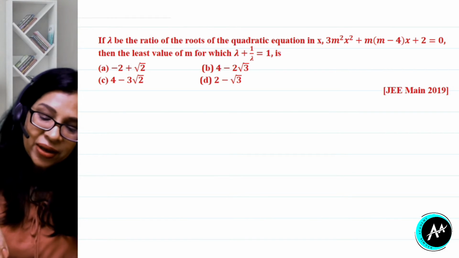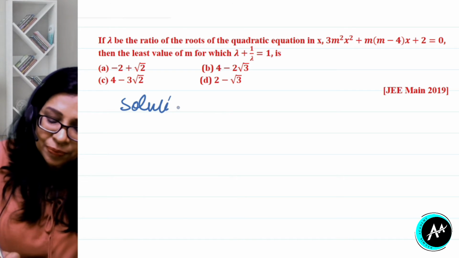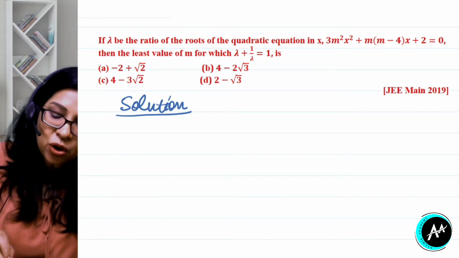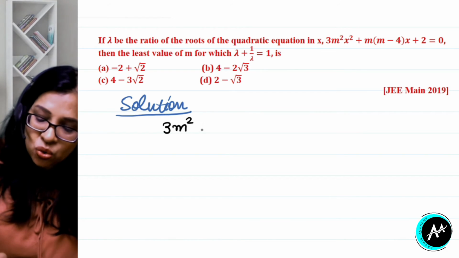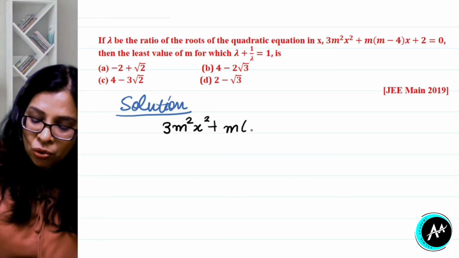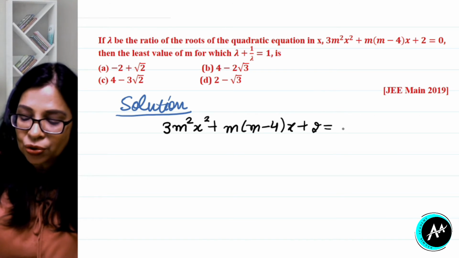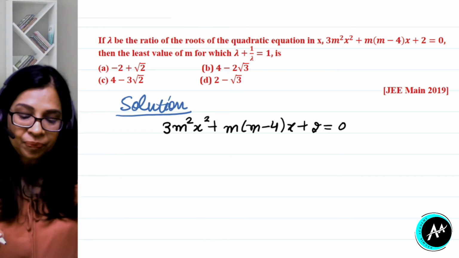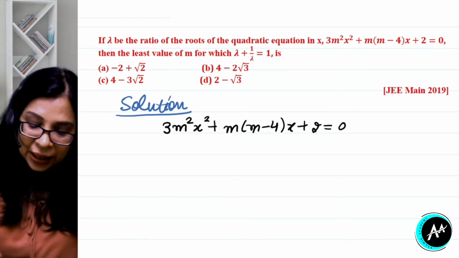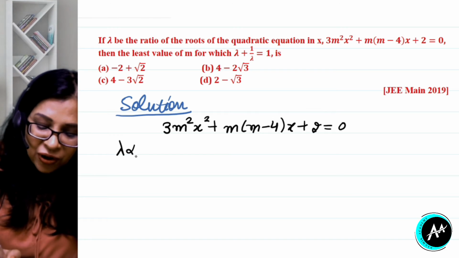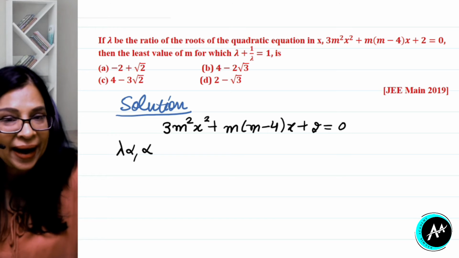Okay, let's write the equation first. So we are going to do the solution for this. So let me write the equation now. Equation is 3m square x square plus m into m minus 4, right, into x plus 2 equal to 0. Now what is given? Lambda is the ratio of roots. So lambda is the ratio of roots means what? That if one root is lambda alpha, other would be alpha. So if you take the ratio lambda alpha by alpha, we will get lambda.